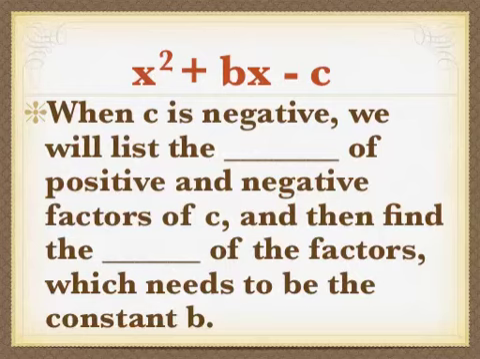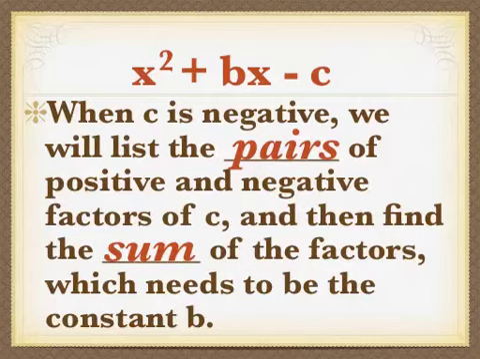Notice this example, we are talking about factoring x squared plus bx minus c. So you're going to have a positive b and a negative c. When c is negative, we need to list pairs of positive and negative factors of c, and then find the sum of the factors, which needs to be the constant b. So in this case, the only way to multiply two numbers and get a negative product is to be multiplying a positive times a negative number.